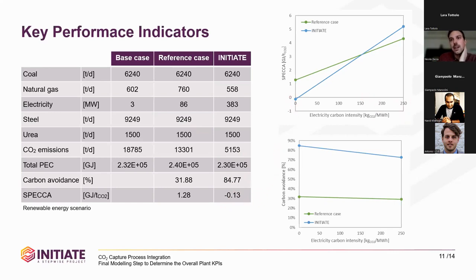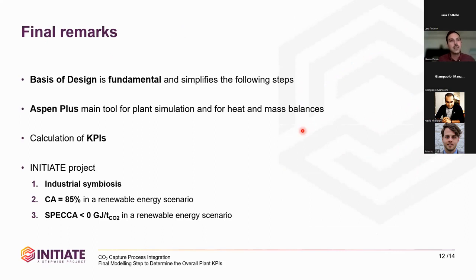On the other side, on the right-hand side, we have the results in terms of SPECCA and carbon avoidance computed for increasing carbon intensity of the electricity. So going from a renewable energy scenario in which we have 0 kilograms of CO2 emitted per megawatt hour to 250, as we can see, the SPECCA increases with the increase in the carbon intensity of the electricity, and the carbon avoidance decreases.